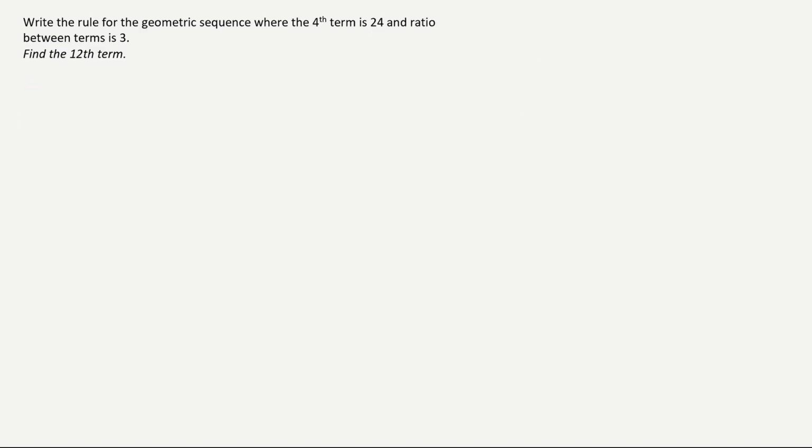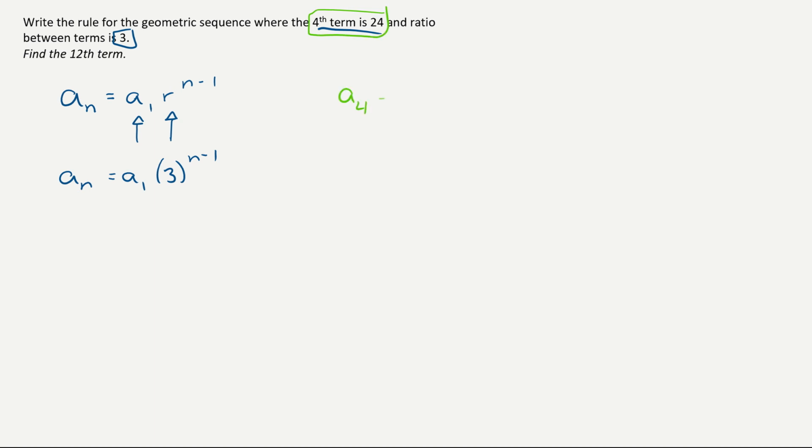This problem asks us to write the rule for the geometric sequence where the 4th term is 24 and the ratio is 3, and then find the 12th term. Well, in order to write a geometric rule, you need to find both the first term and the common ratio. So right now, I do have the common ratio. It is 3. I need to find the first term though. So we use the information we're given. The fact that the 4th term is 24 means that a sub 4 equals the first term times the common ratio to the 4 minus 1 power. Okay, n is 4 in this case.